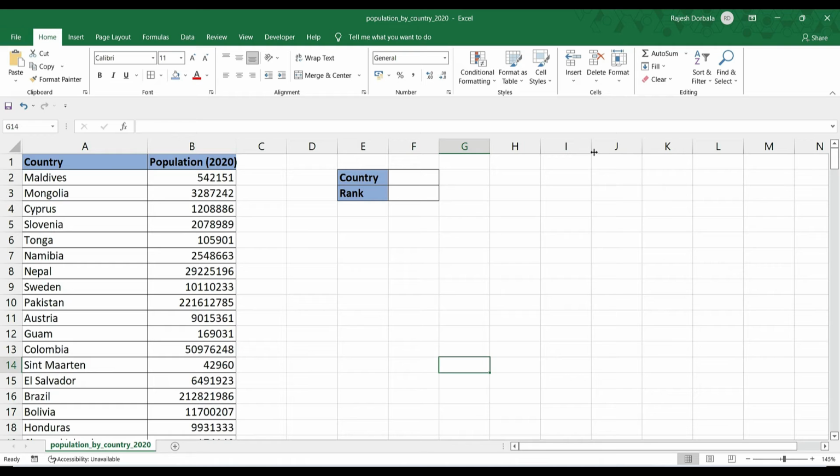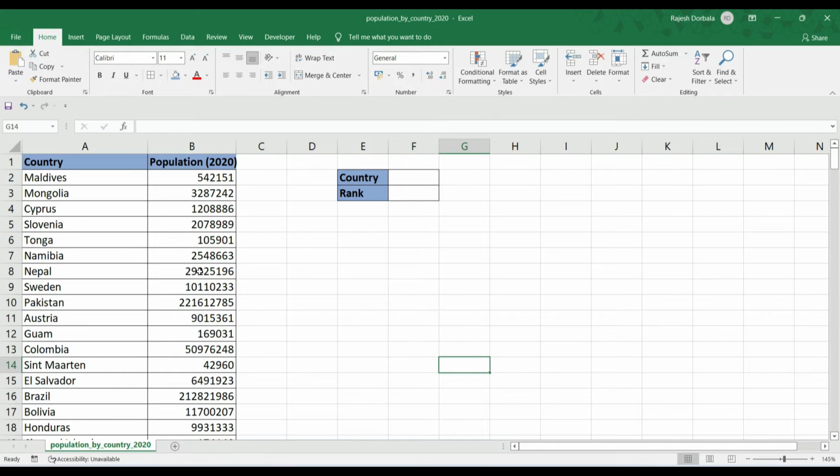List problem. So I just need to input the country name and I wanted to know the rank of that country as per its population. So that's the agenda for today's session. Stay tuned. In column A I have country, in column B I have the population of those countries.